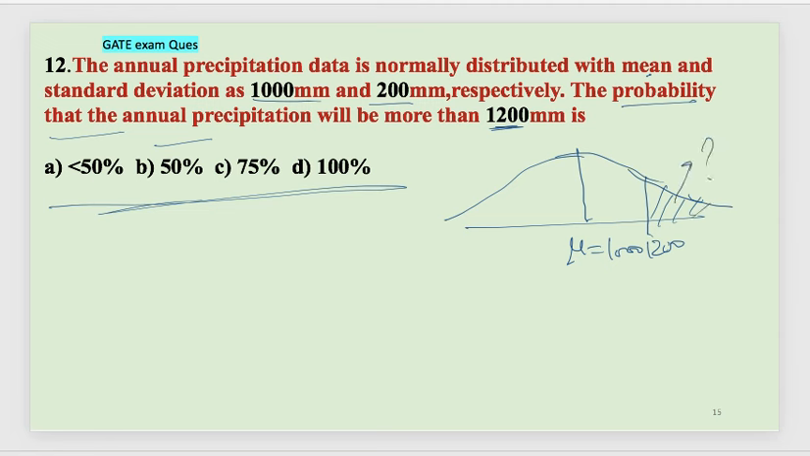I don't think we have to work on anything more, because what they are asking is the percentage of more than 1200. So it is very clear that the area on the right hand side of the 1000 is 50%, and we are far ahead of the 1000, which is 1200, and the value cannot be more than 50. So less than 50 is the only appropriate solution for question 12.